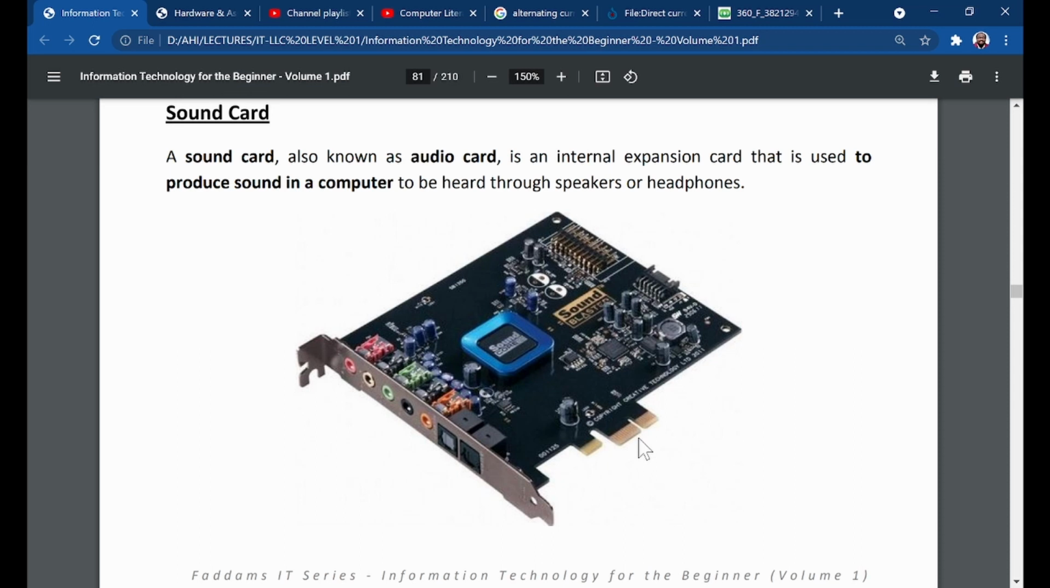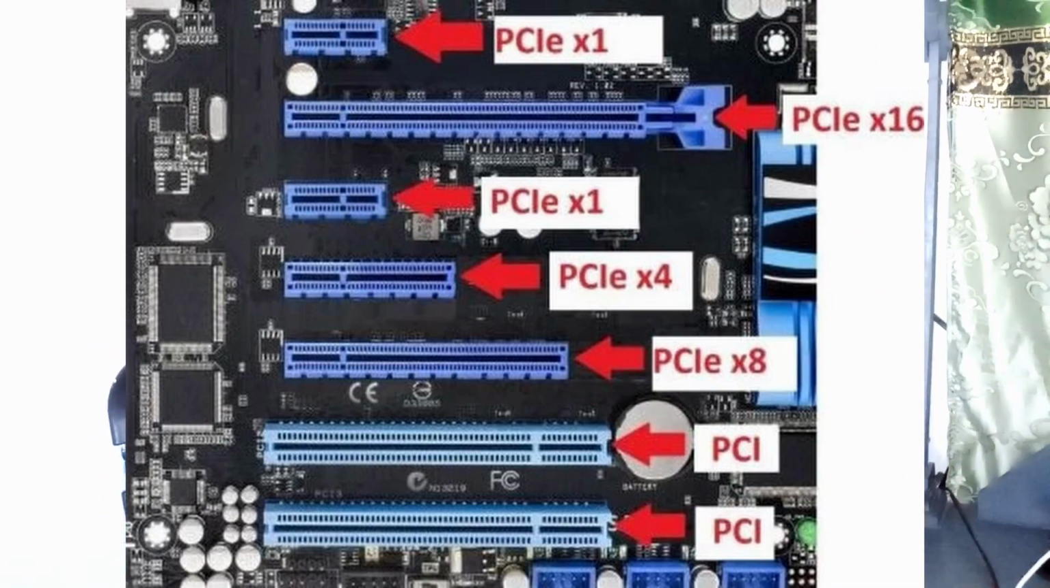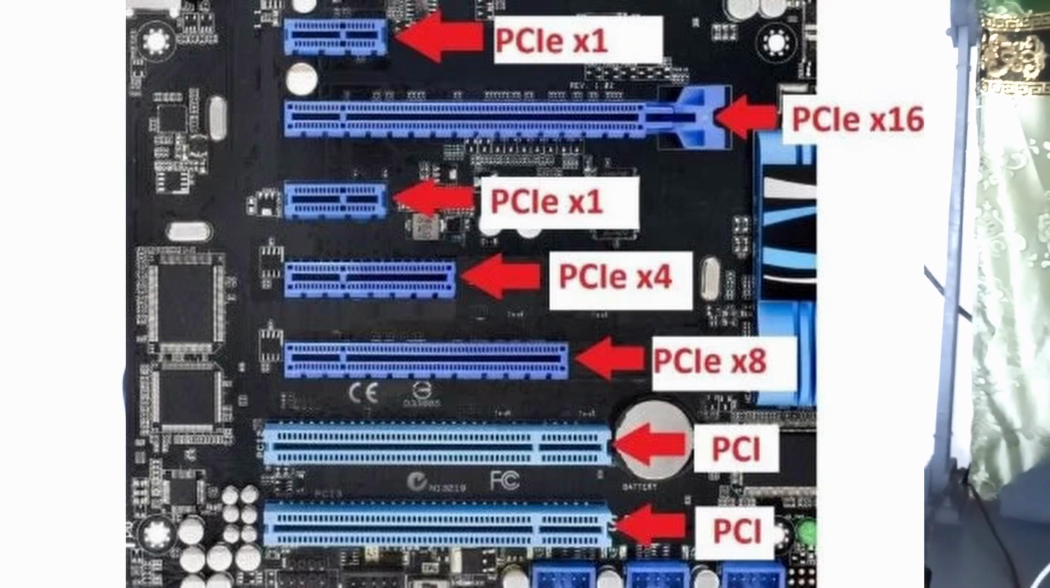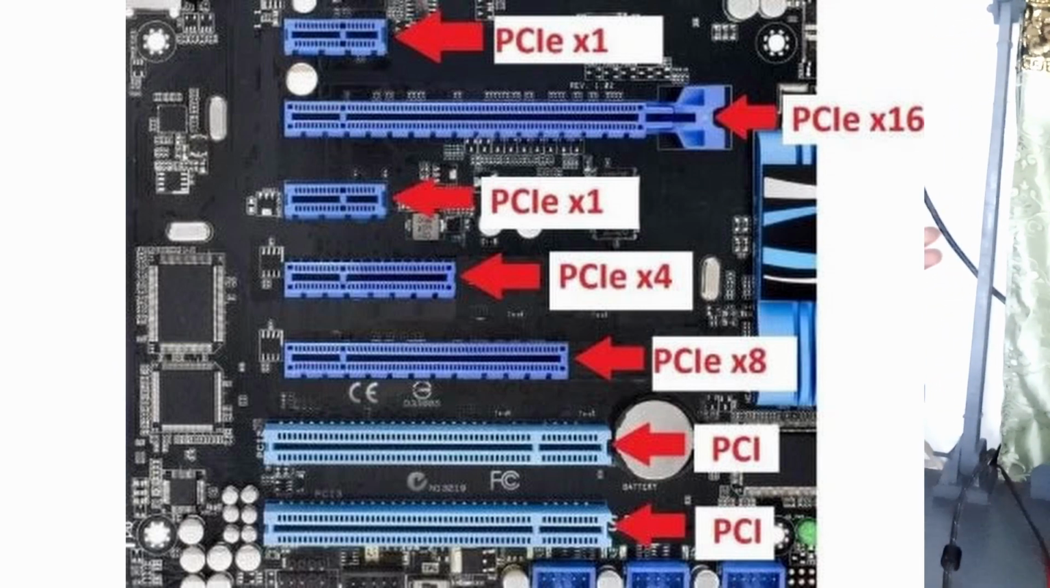We'll get into the cards themselves later, but remember that this is PCI Express, this is PCI. The PCI Express, I said they are in 4 types. We have by 16, by 8, by 4, and by 1. Keep that in mind. All right, so these are the expansion slots.